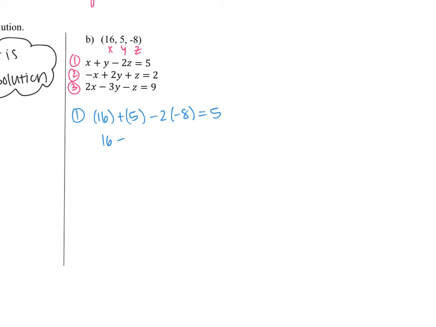So this is 16 plus 5 plus 16. Okay. Negative 2 times negative 8 does give me positive 16. So I don't think I've seen anything done wrong. And I can already tell this is not going to be a solution because 16 plus 5 is 21 plus another 16. I think this is 37. And last time I checked, 37 is nowhere near close to equaling 5. So this is not a solution.